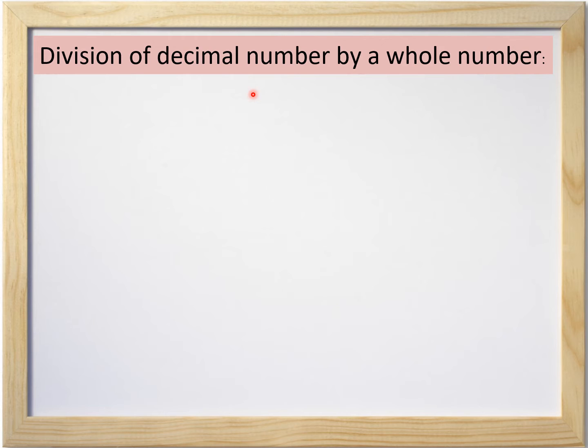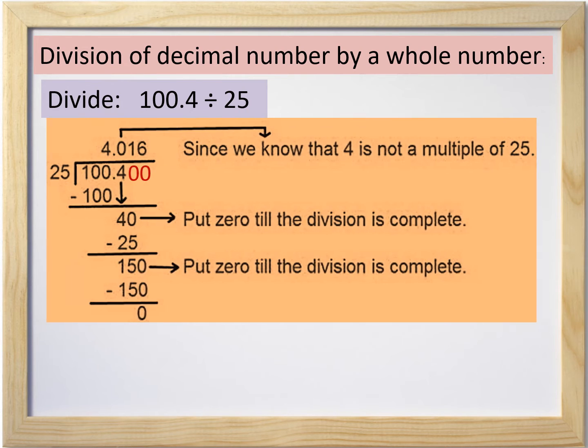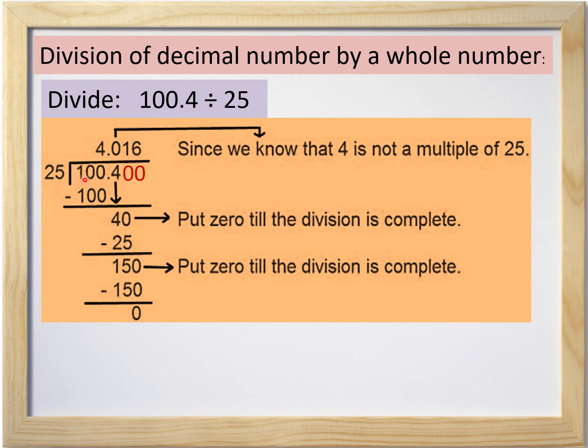Children, let us divide another decimal number by a whole number. For example, 100.4 divided by 25. So 100.4 is a decimal number, 25 is the whole number. So let us do the division. Here 100.4 is the dividend, 25 is the divisor.